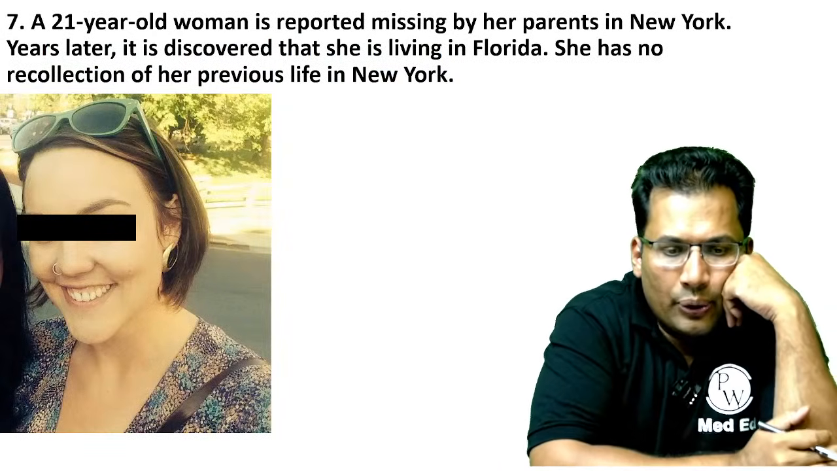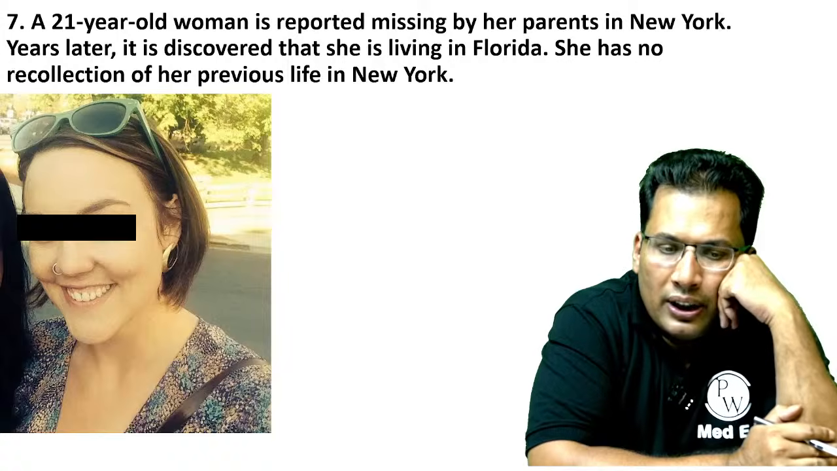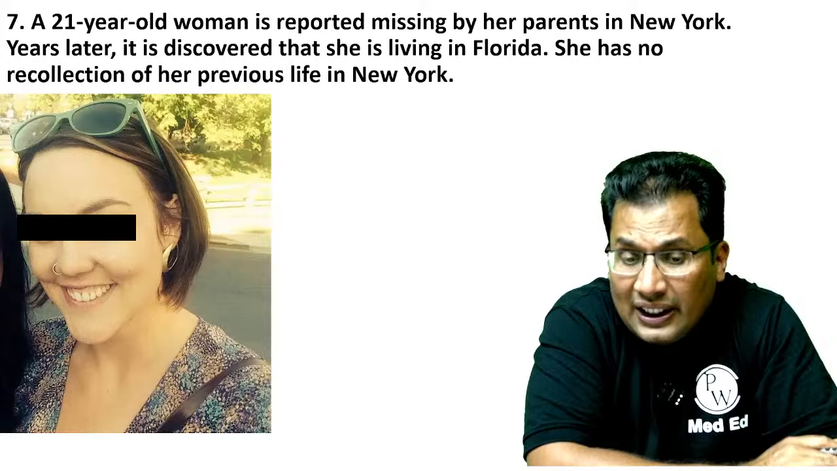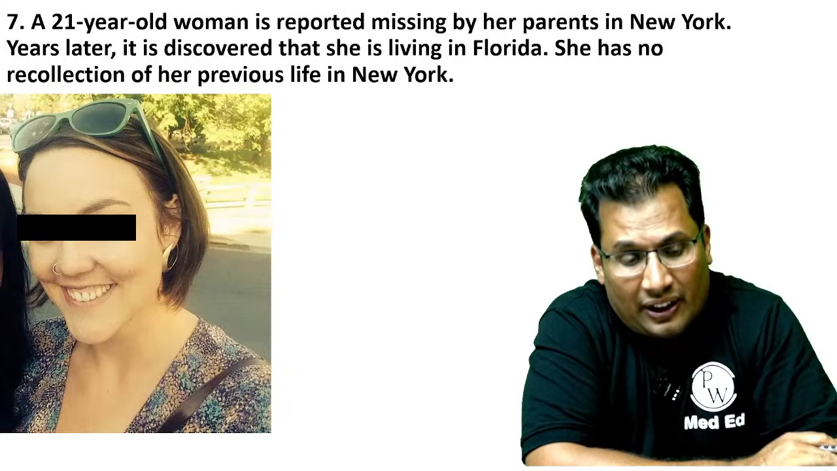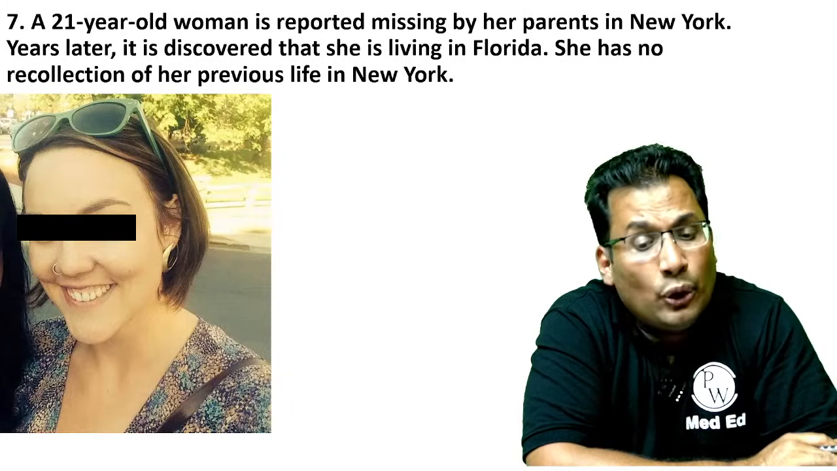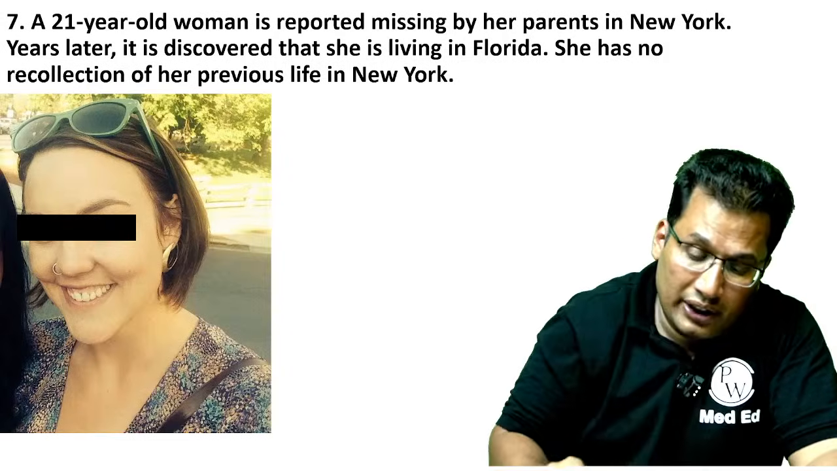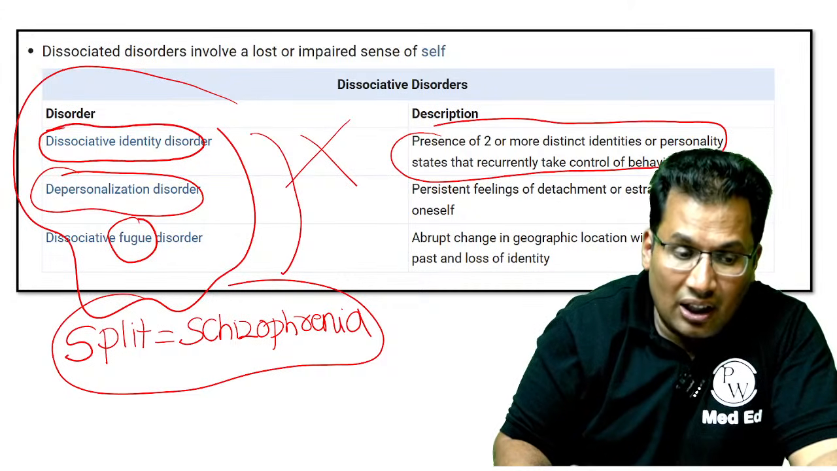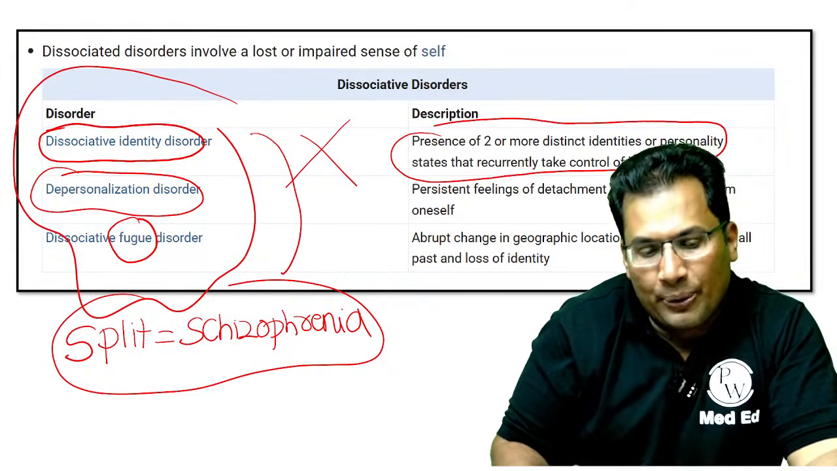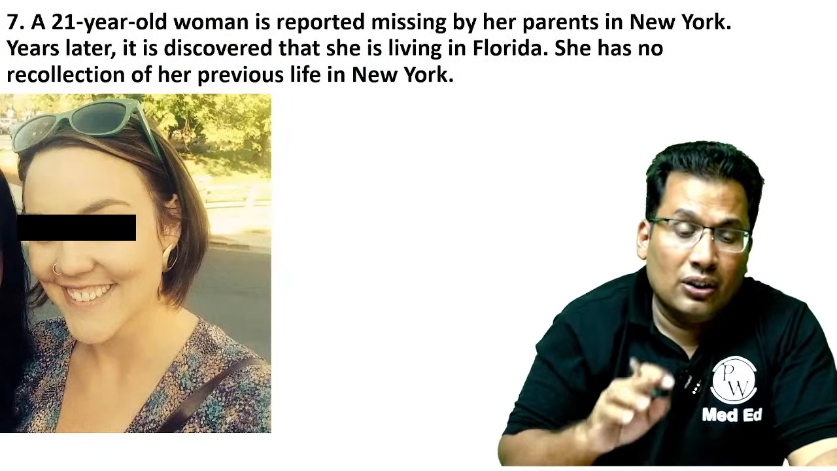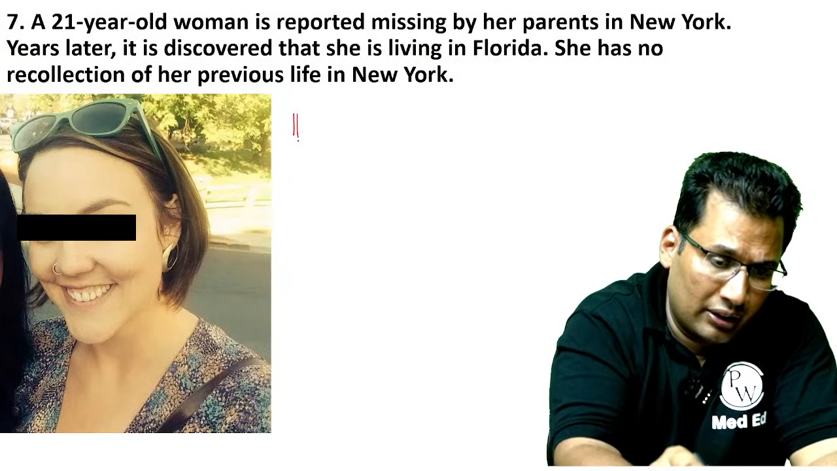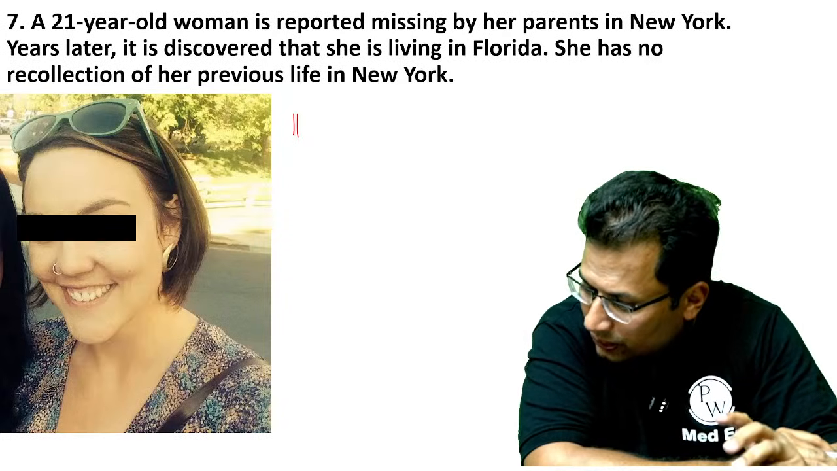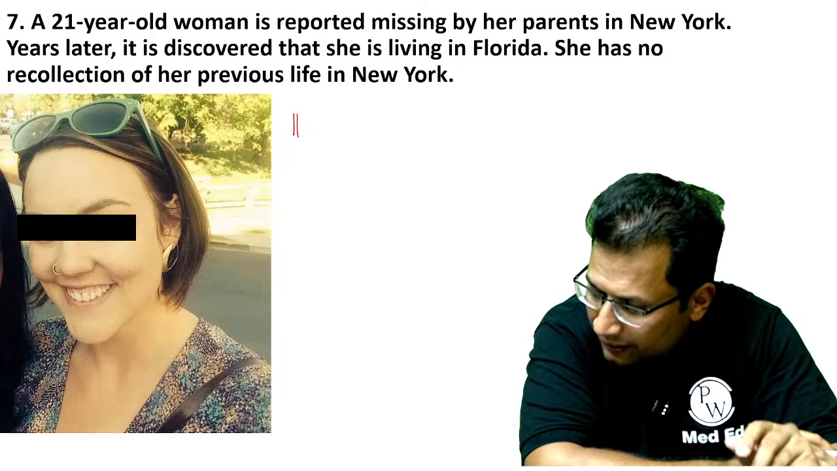Now this is an interesting question. A 21-year-old woman is reported missing by her parents in New York. Years later, it is discovered that she is living in Florida. She has no recollection of her previous life in New York. So Florida and New York. Look at this. What is the answer? Is it dissociative identity, depersonalization, or dissociative fugue disorder? Three options are there, option 4 is schizophrenia. So what is the best answer? I am just waiting for your answer. Anu, others, please answer. Try to answer.